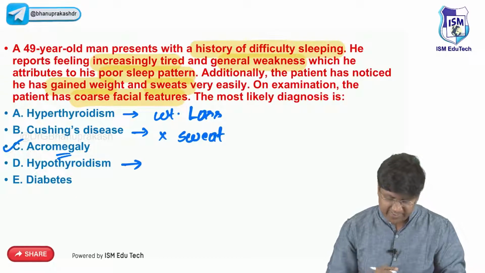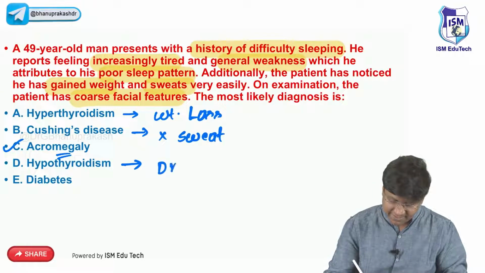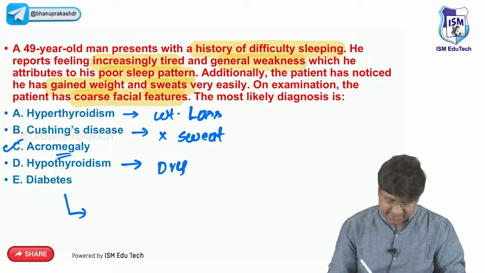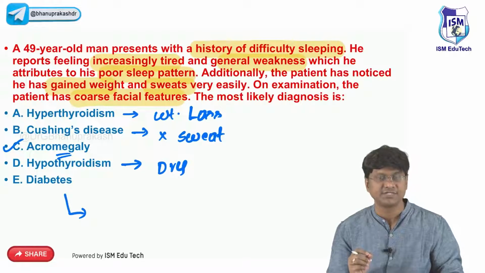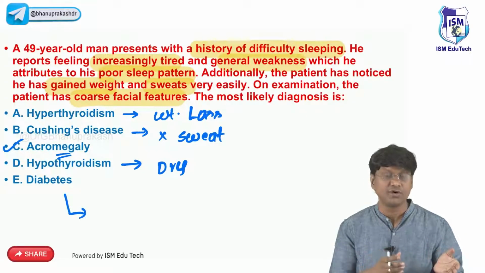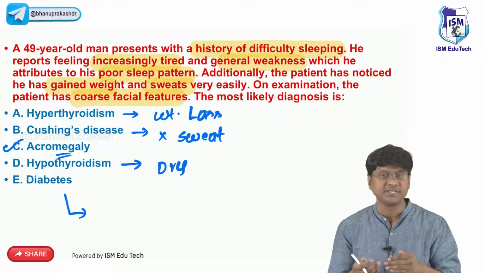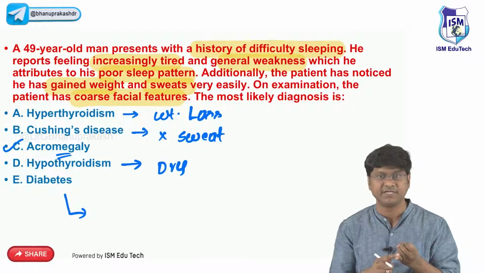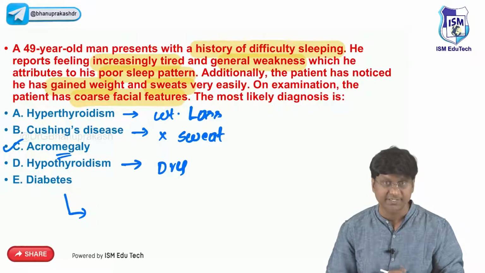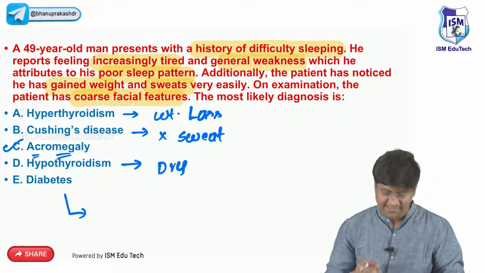Then what about hypothyroidism? In hypothyroidism, they'll have weight gain, but how will the skin be in these individuals? There will be dry skin. Now, in patients with diabetes mellitus, the classical presentation is polyuria, polydipsia, polyphagia. That is very common in type 1 diabetes mellitus. Whereas in type 2 diabetes mellitus, the presentation will be in the form of increased fatigability and repeated infections. So the correct answer here will be acromegaly, right?